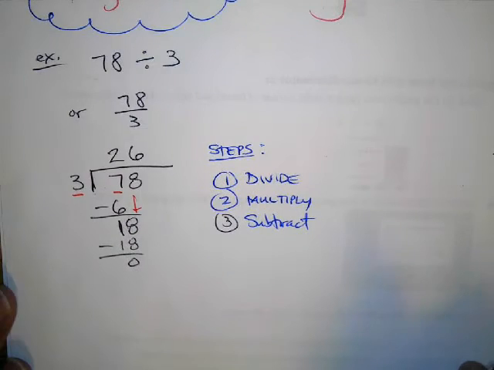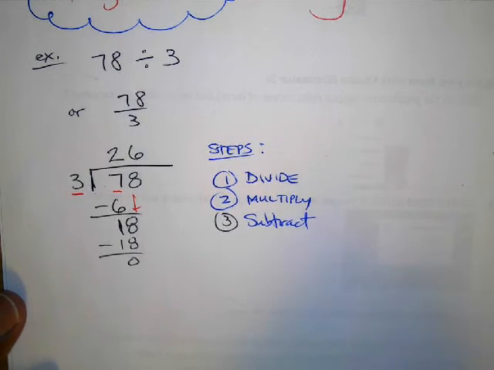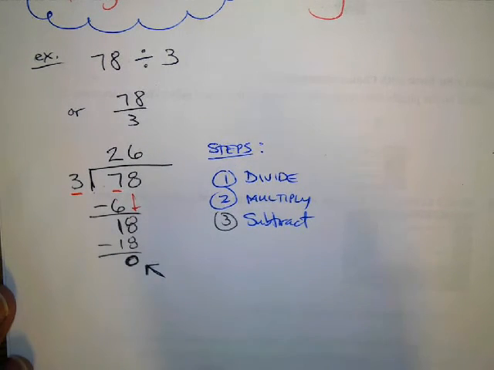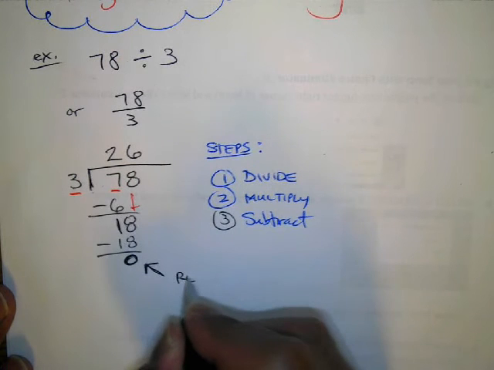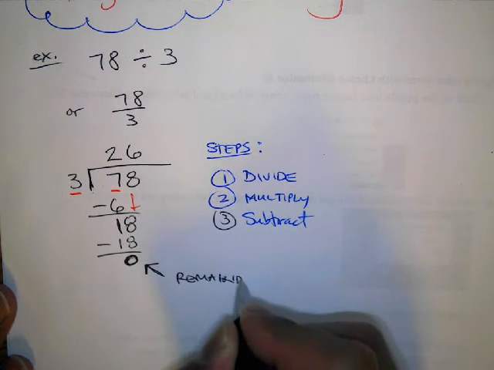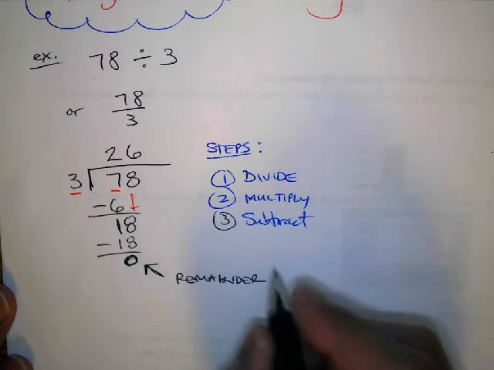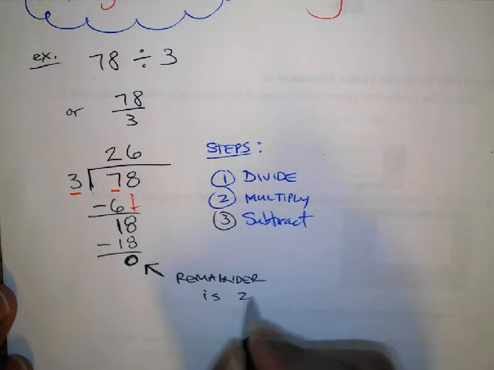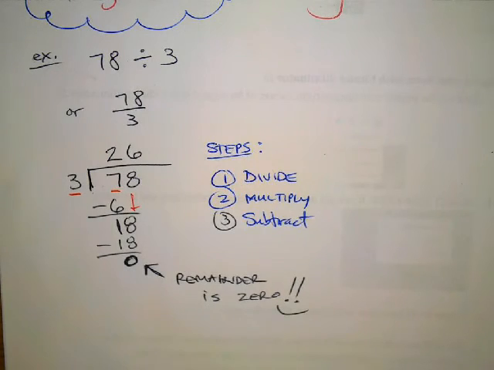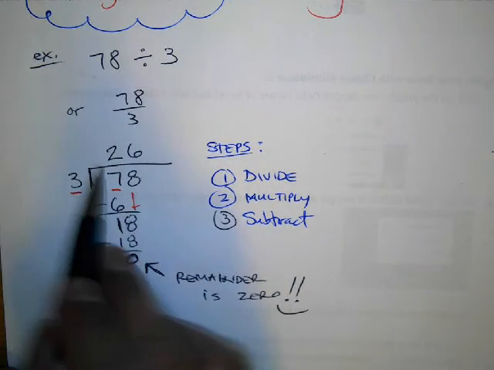Now, what does that mean? Because now we're going to be examining this. What does it mean when you finish your division and the remainder is 0? This is something really important. When the remainder is 0, that's kind of a good thing, right? What does this mean?